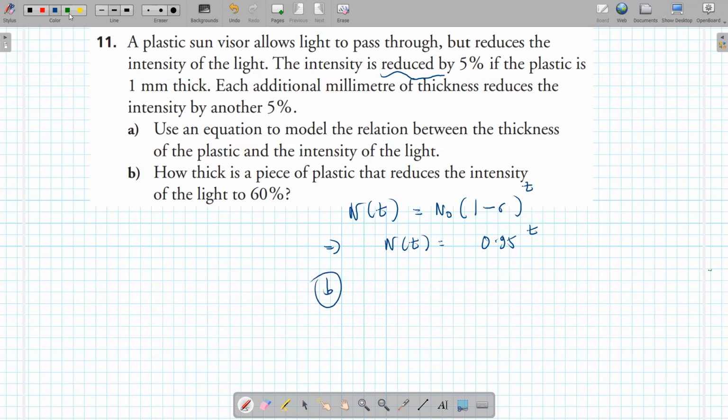Part B, how thick is a piece of plastic that reduces its intensity to 60%? So this is our equation. What have they given us? What is 60 or 0.6? It's the final intensity, okay? So this is 0.6. Now, how do we solve this equation for T?